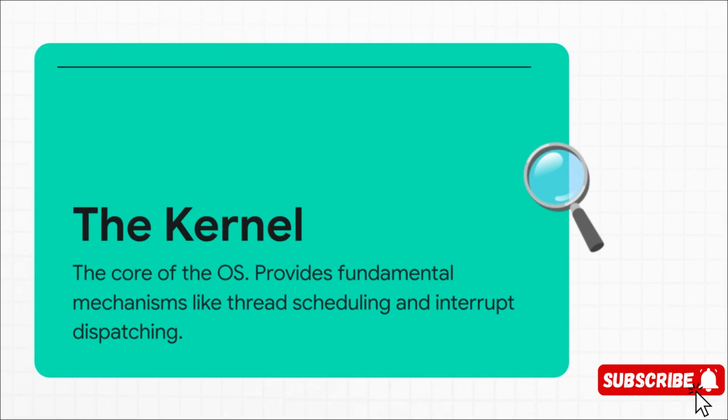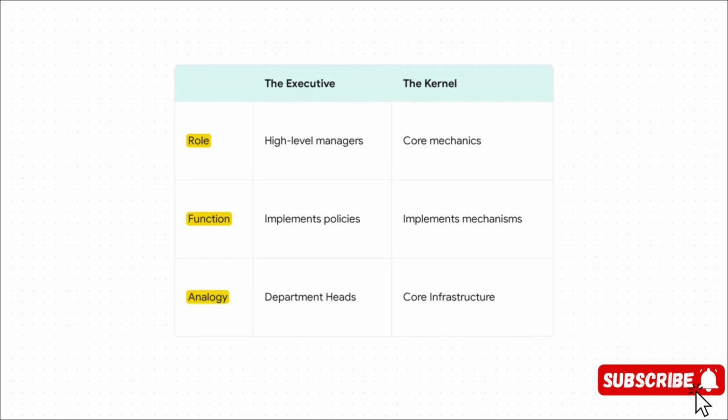But sitting just below the executive is the kernel itself. This is the real engine room. It provides the most fundamental, low-level mechanics for the entire system. Things like deciding exactly which tiny piece of code gets to use the CPU in any given microsecond. Let's make this super clear. The executive is like the department heads in a government. It decides on policies, like we need to create a new process. The kernel, on the other hand, is the core infrastructure. It's the power grid, the scheduling system. It provides the actual fundamental tools to get that job done on the CPU.